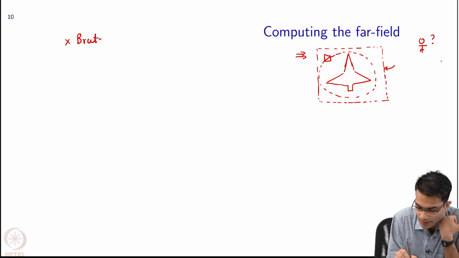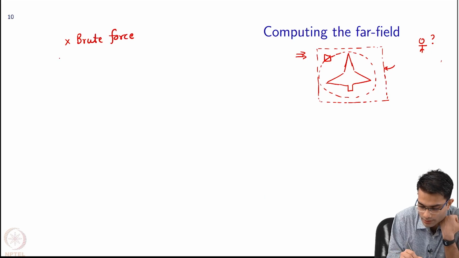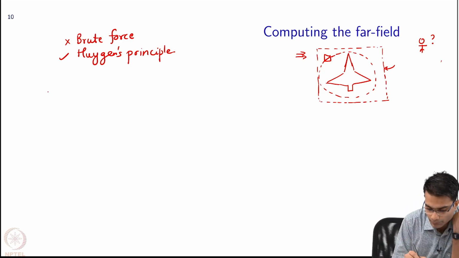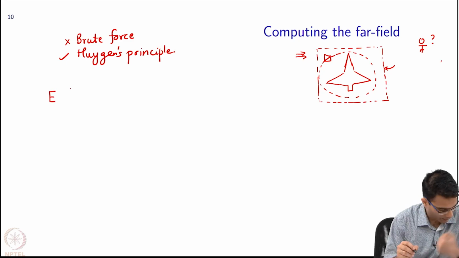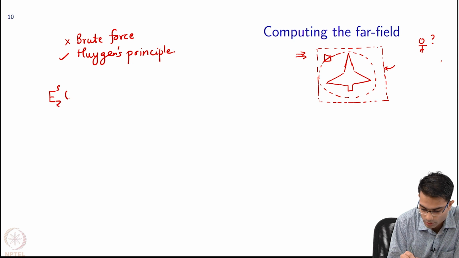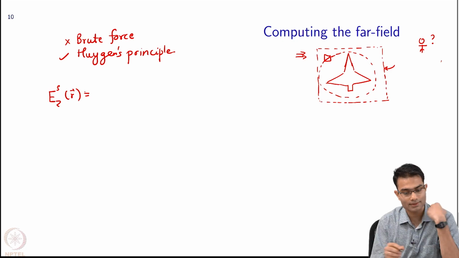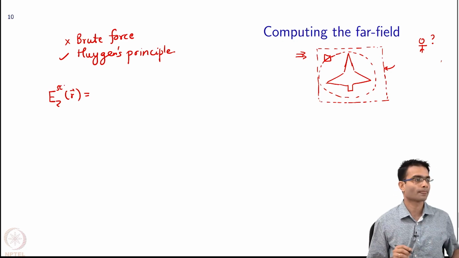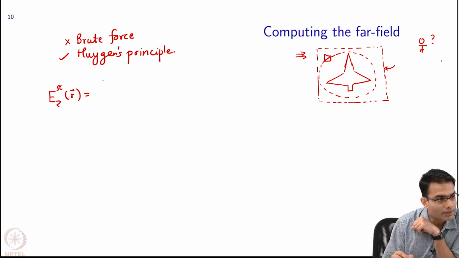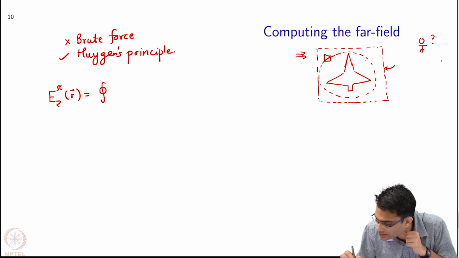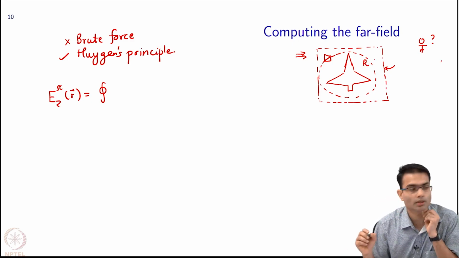So brute force is a bad idea. Instead, we will use Huygens principle. For example, this is an expression which we have calculated several times: the field at any r as per Huygens principle. E scattered is what I want. It is a contour integral over, let us call this, contour r.